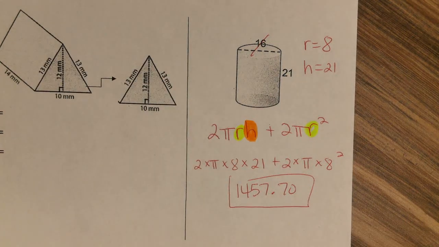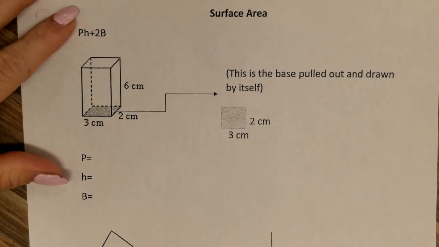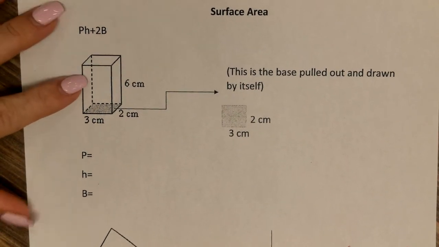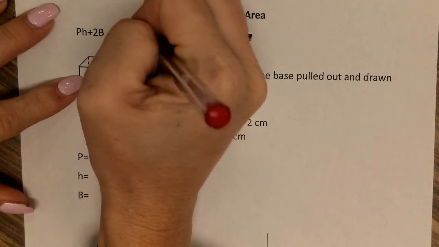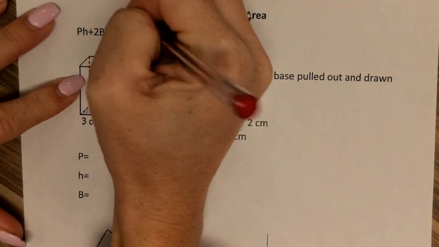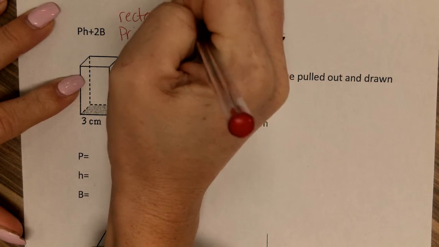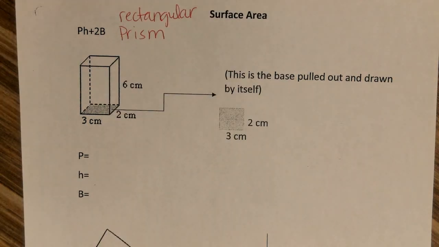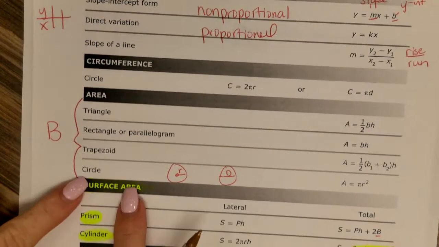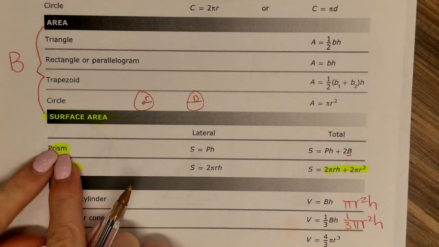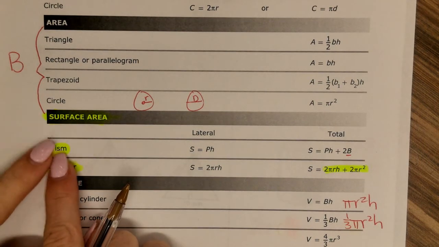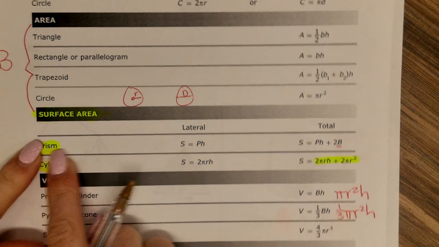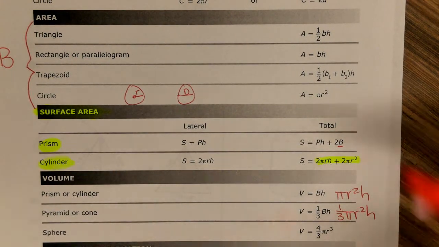Okay, any questions on cylinders? The next shape we're going to do is a rectangular prism. So this is a prism, but in specific, it's a rectangular prism. So where would I go on my star chart? Surface area, and find, come on guys, and find what? Prism. So here is my formula right here.